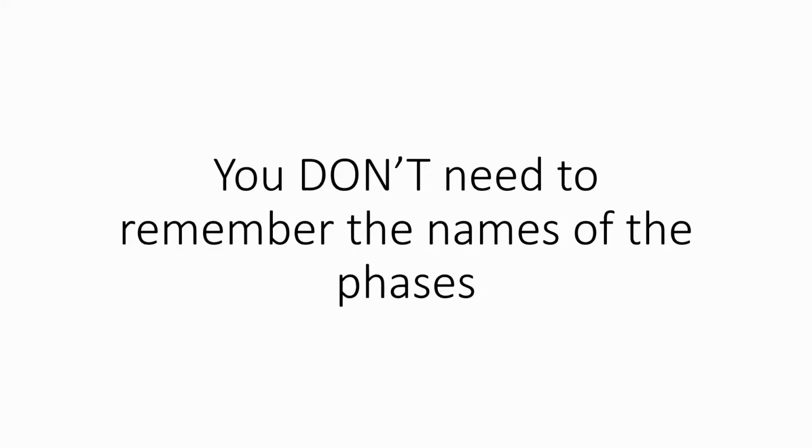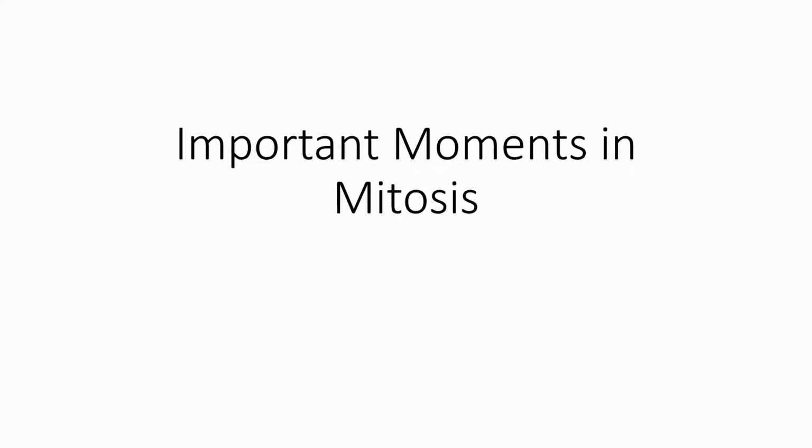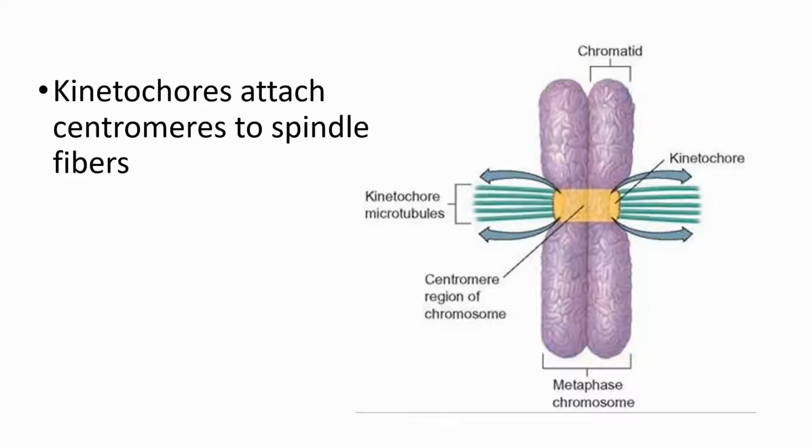So in biology, in your freshman year, you may have memorized all the names of the phases. You do not need to do that for AP Bio. Instead, what you need to know is that there are these events that happen in mitosis. So at a certain point, you have kinetochores attached to the centromeres, and that is attaching these microtubules, which are parts of the protein spindle.